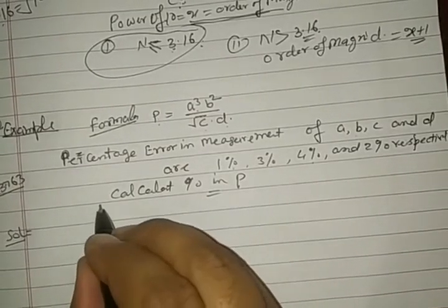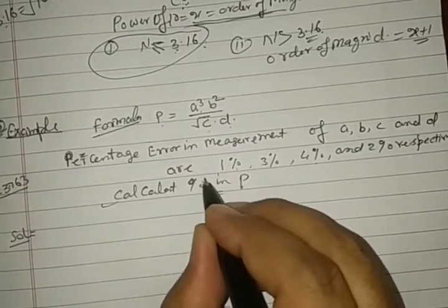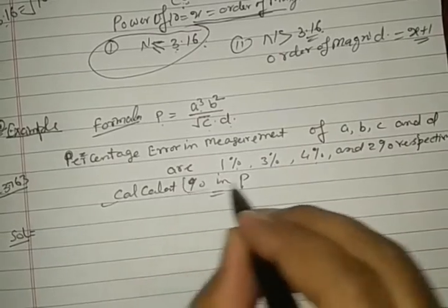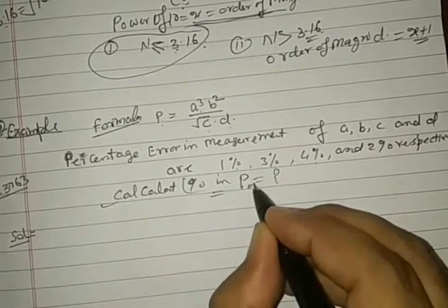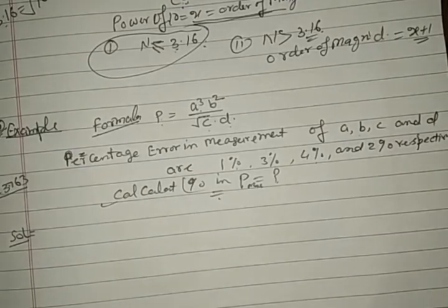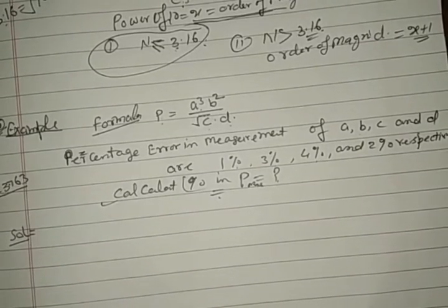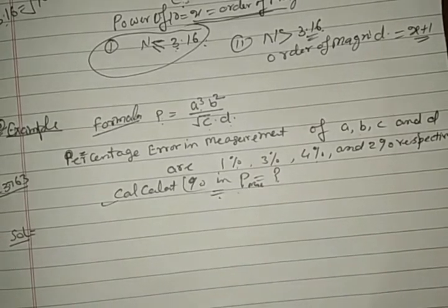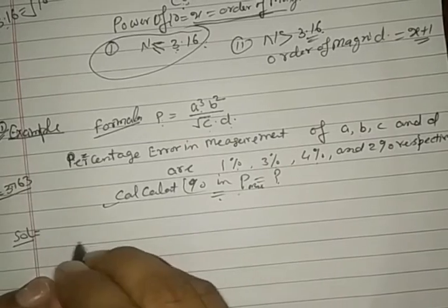So here it is asked, calculate the maximum percentage error in the case of P. Maximum percentage error in case of P. First of all, this question has one more part, but we will see that after doing this. So see the formula in the solution.